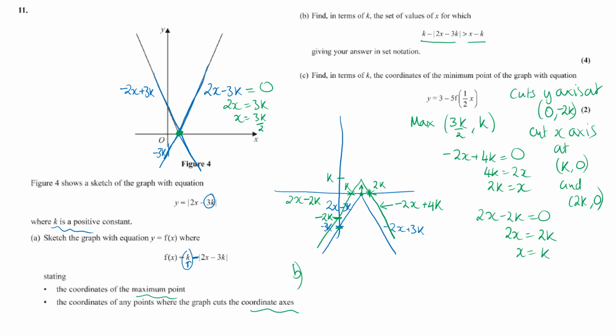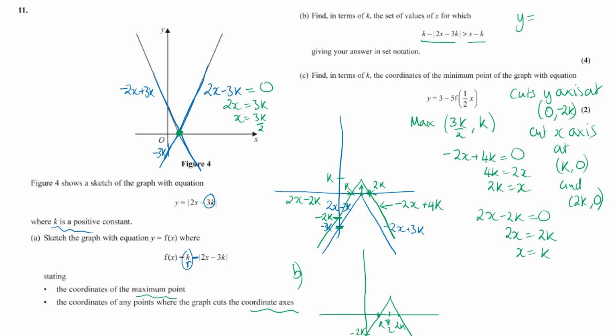So if I draw it again so it's a bit clearer, we've got our graph that's looking like this, that's going through there at k, 2k, and that's k, 3k over 2. This is minus 2k. So that's our modulus graph on the left. Where is that bigger than x minus k?